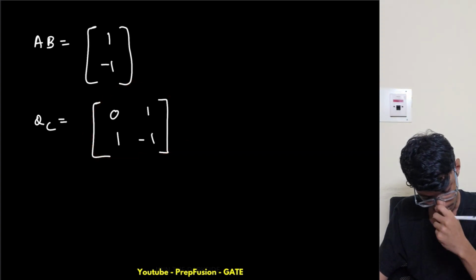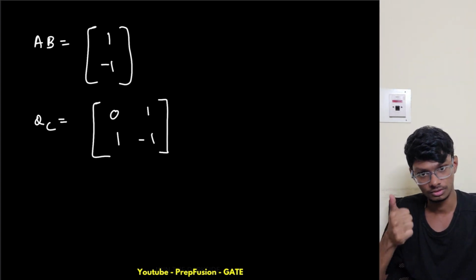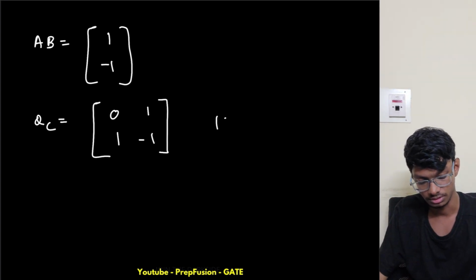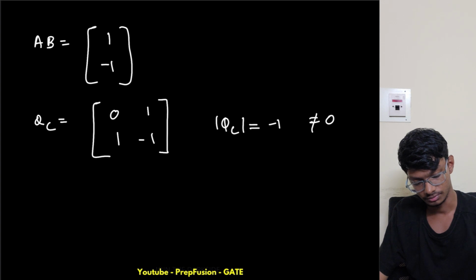Okay, so what is the rank? Rank is 2, right? Or the determinant of QC, you can see, is non-zero, not equal to 0. I can write here determinant of QC equals -1.